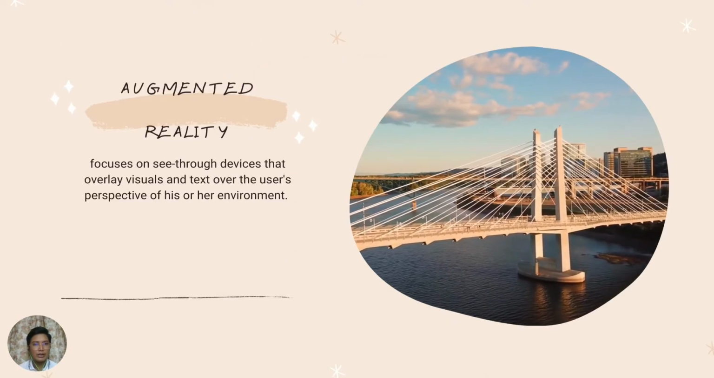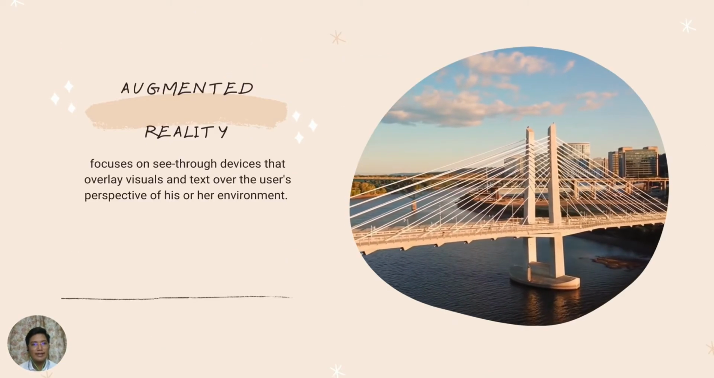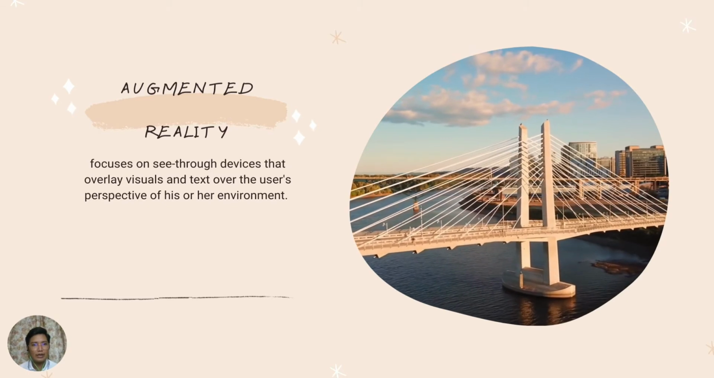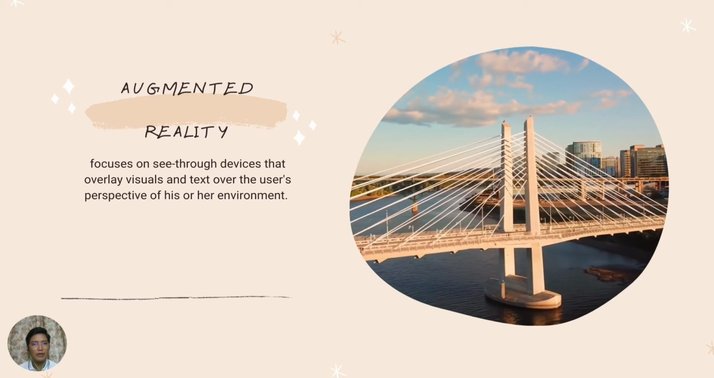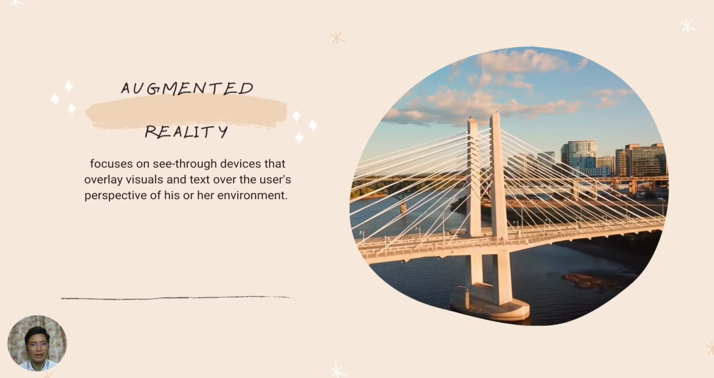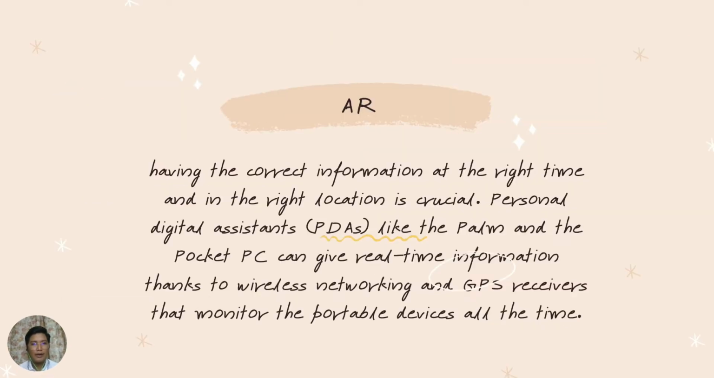Augmented reality focuses on see-through devices that overlay visuals and text over the user's perspective of his or her environment. So having the correct information at the right time and in the right location is crucial. Personal digital assistants like the Palm and the Pocket PC can give real-time information thanks to wireless networking and GPS receivers that monitor the portable device all the time.